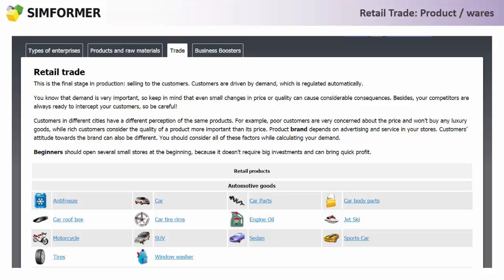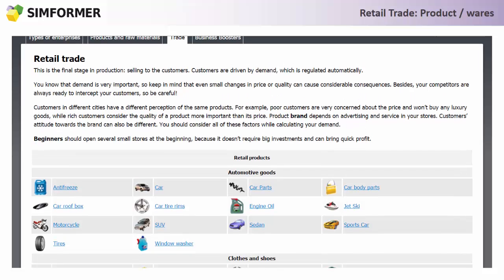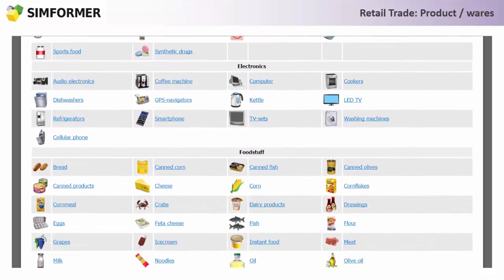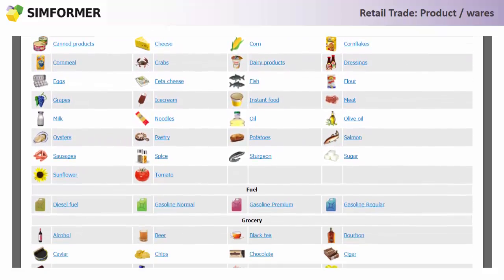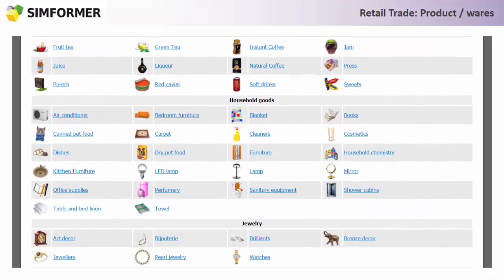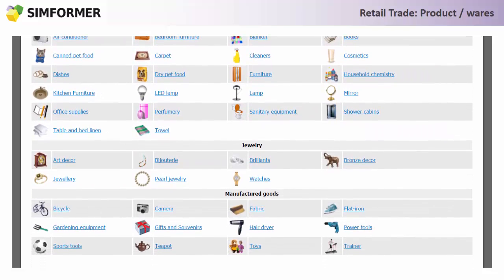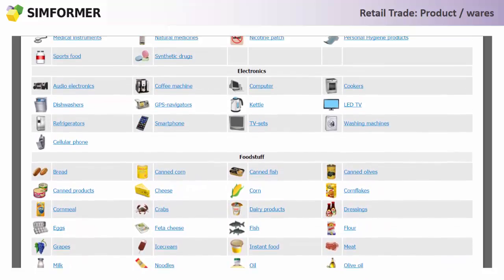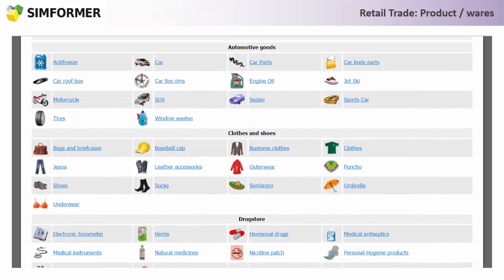For your stores to work, what they need are the goods that can be sold to the consumers in order to make revenues and profit. Here you can see all the goods that are available in SimFormer Business Simulation Classic mode. We have around 150 different products that fall under 9 different categories that can be used to create a specific product mix.